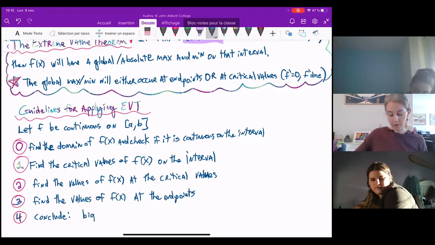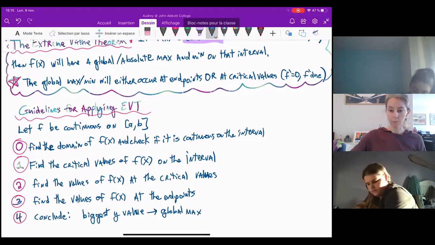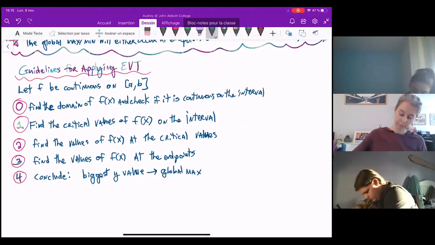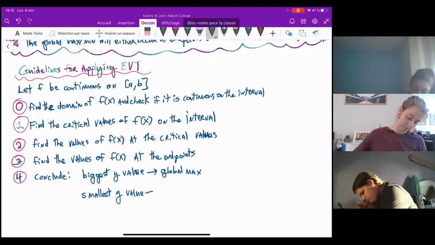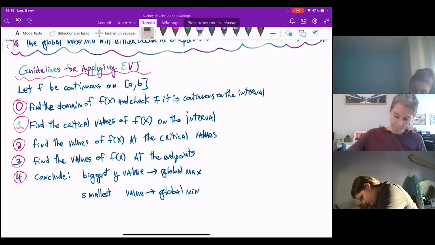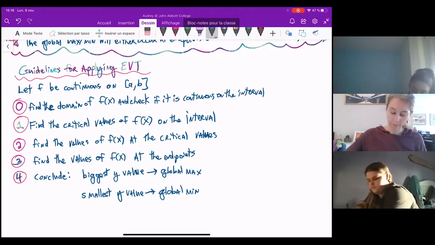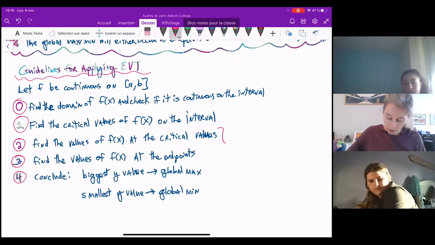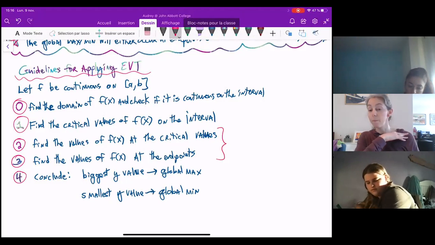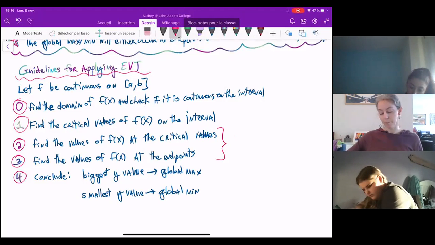The biggest y value represents the global max, and the smallest the global min. And I just want to point out that steps 2 and 3 are often combined and done at the same time.